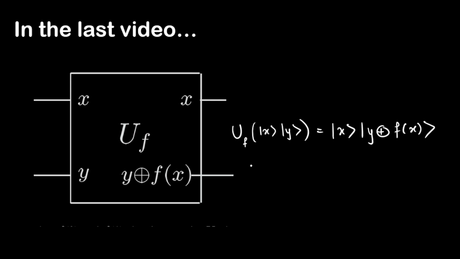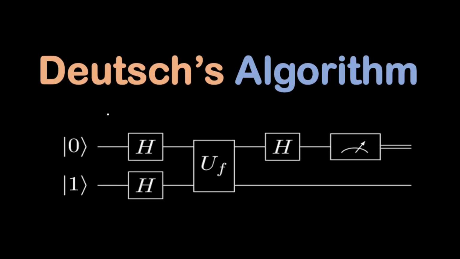In the last video, we saw the concept of quantum parallelism with the help of the oracle gate U_f, whose transformation is given as: when U_f operates on |x,y⟩, we get |x, y ⊕ f(x)⟩, which is represented by this diagram. In this video, we will see the Deutsch algorithm to solve the given problem.